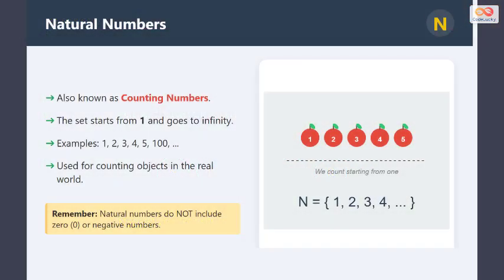We begin with natural numbers, denoted by the symbol N, and these are the numbers you naturally use when counting objects, like apples in a basket. The set starts at 1, then 2, 3, 4, and goes on forever. An important rule to remember is that natural numbers do not include 0 or any negative numbers.